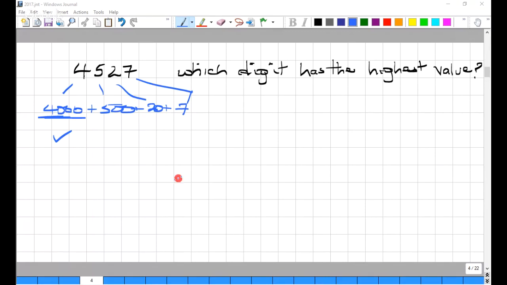4,527. If we were to go exponential, it doesn't ask for that, but let's say this asks for the exponential setup. This would be 4 times 10 to the what power? Third power, very good. Plus 5 times 10 to the second power. Plus 2 times 10 to the first power. Plus 7 times 10 to the 0 power. All right, very good.